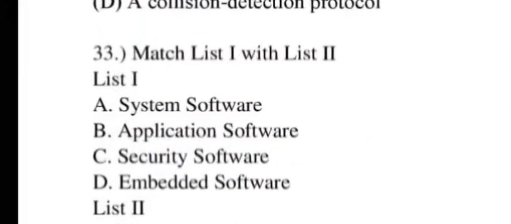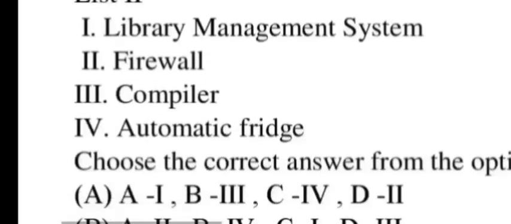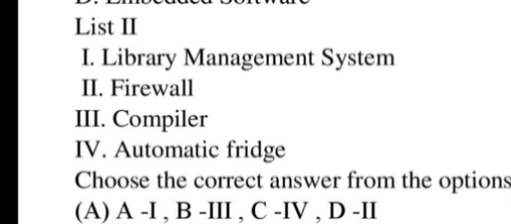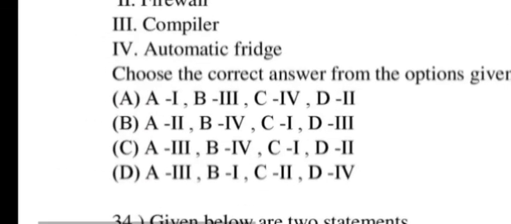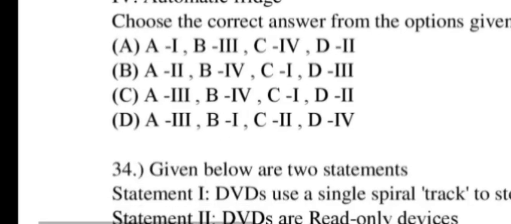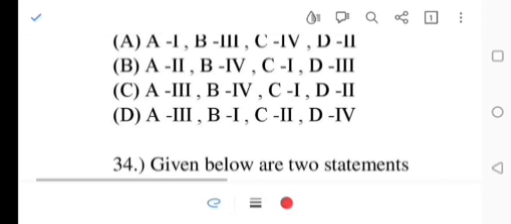33 says match list 1 with list 2. In list 1 we have A, B, C, D: system software, application software, security software, embedded software. In list 2 we have library management system, firewall, compiler, automatic freeze. Now these are all options for you: A1 B3 C4 D2, A2 B4 C1 D3, A3 B4 C1 D2, A3 B1 C2 D4. 33 correct option will be A3, B1, C2, D4.